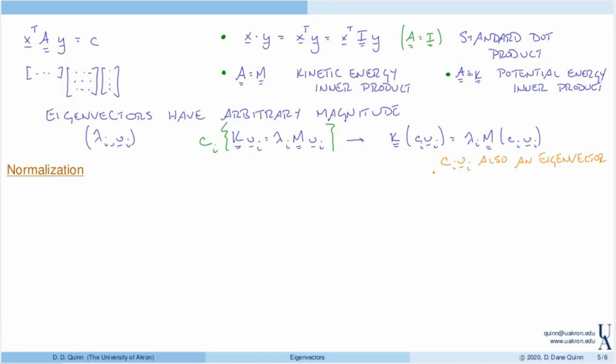So how do we choose the length? Essentially, how do we normalize the eigenvectors? How do we make them definitive? We have a couple of choices. We've already seen one. So one choice that we might have is to choose one element to be equal to 1.